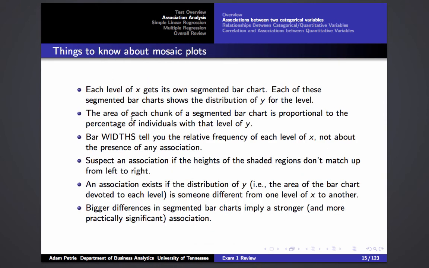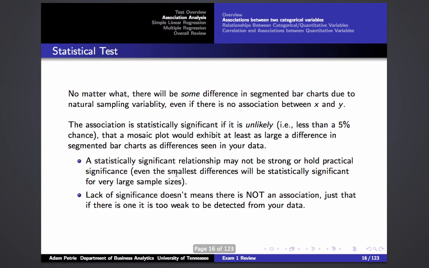So here's a slide that outlines what you need to know about mosaic plots. I'm going to skip this slide and move on and talk about the statistical test.